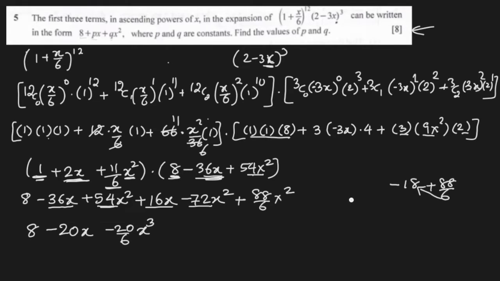Please, if you're not comfortable with all this, you can just use your calculator. 54 minus 72 plus 88 over 6 should be minus 20 over 6, which can be reduced to minus 10 over 3. So the final answer comes out to be 8 minus 20x minus 10 over 3 x cubed. So we got P is equal to negative 20, Q is negative 10 over 3.